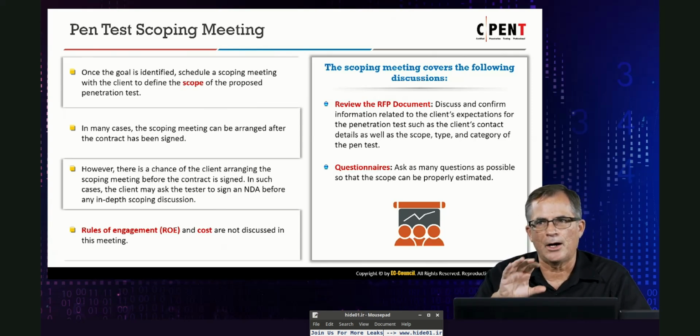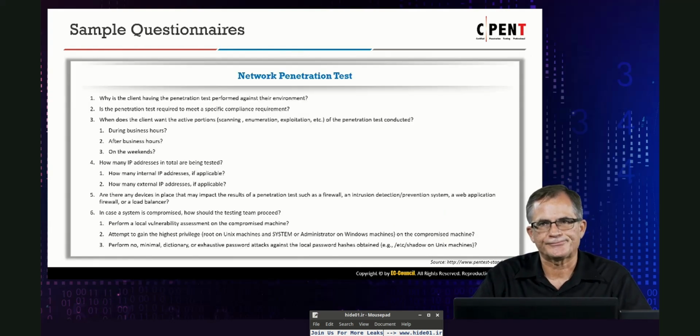Right now, we're just trying to review the RFP, the request for proposal, and make sure you understand the components the way they intended them, and then the questionnaires. Look at your questionnaires and ask any additional questions about the scope so we can properly estimate the scope requirements. Here's an example of a sample questionnaire for you. We won't go through everything here, but it's pretty self-explanatory.